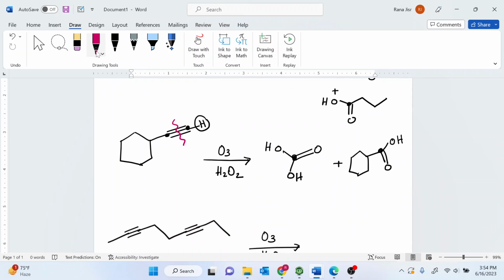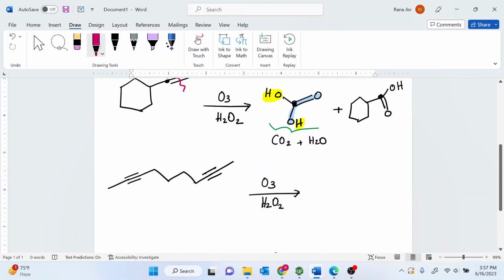Carbonic acids, as we mentioned, are kind of unstable. So these are going to dissociate into carbon dioxide and water. So make sure to write down that these are going to be carbon dioxide and water.